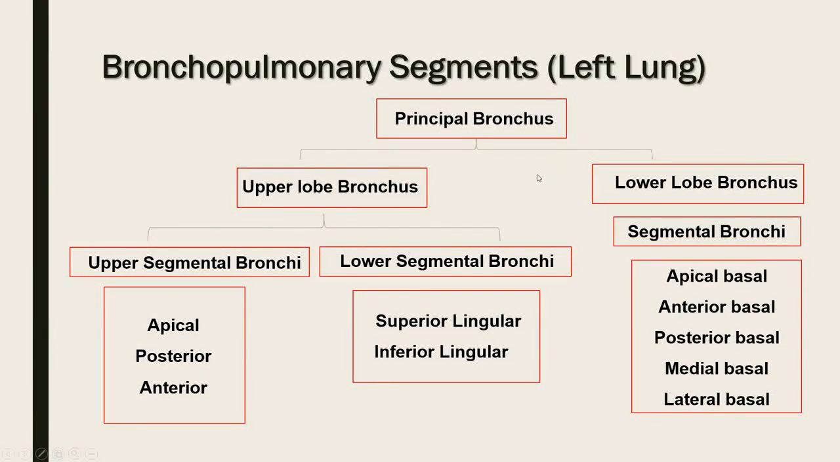But in case of the left lung, the principal bronchus is having two lobar bronchi, the upper lobar bronchus and the lower lobar bronchus. In case of the upper lobar bronchus, there will be upper segmental bronchi and the lower segmental bronchi. The upper segmental bronchi will have apical, posterior and anterior, but the lower segmental bronchi will have superior lingular and the inferior lingular, and the lower lobe is having segmental bronchi which are pretty much similar to the right lung: apical basal, anterior basal, posterior basal, medial basal and the lateral basal.